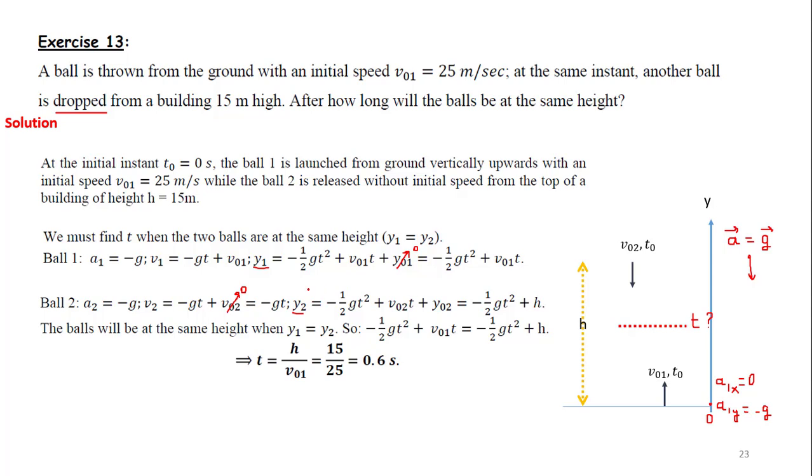So we have two equations. One is for y1 as a function of t, and the second is for y2 as a function of t. Then we can put these two equations equal to each other, y1 equal to y2, and we can get the value of t. t is found to be equal to h over v01, and this is equal to 0.6 seconds.